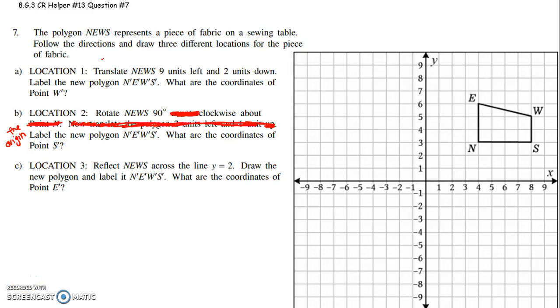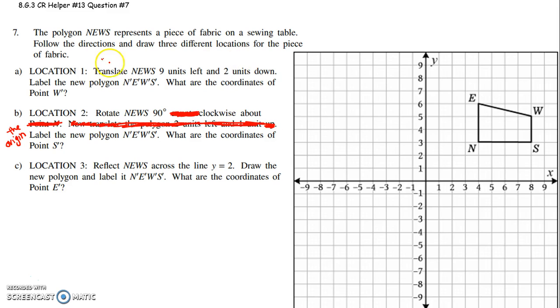All right, 8th graders, this is to help you with question 7 on CR 13. It says the polygon NEWS is represented by a piece of fabric on a sewing table. Follow the directions and draw 3 different locations for the piece of fabric.